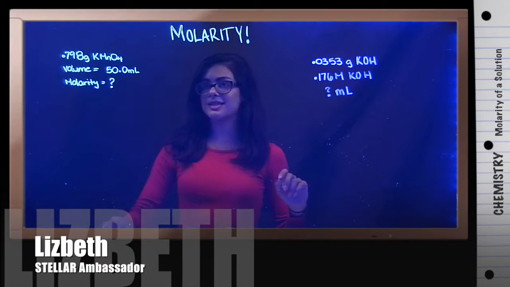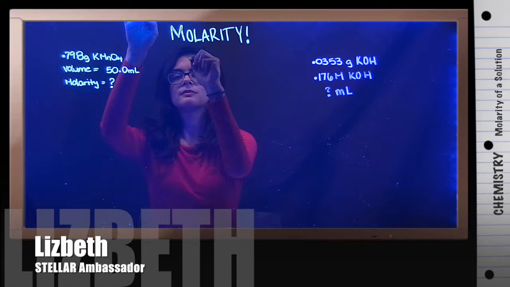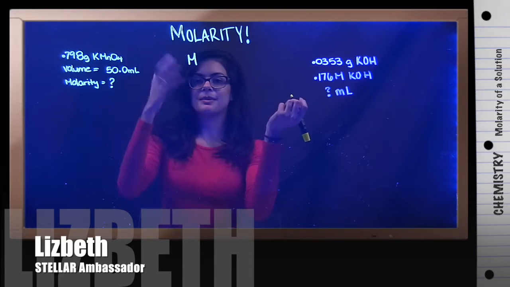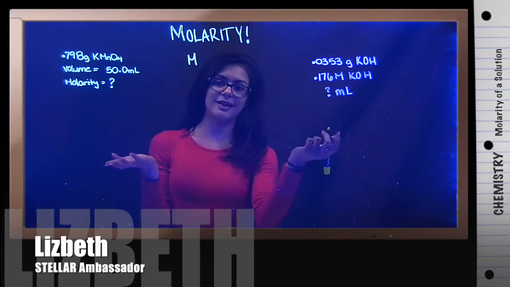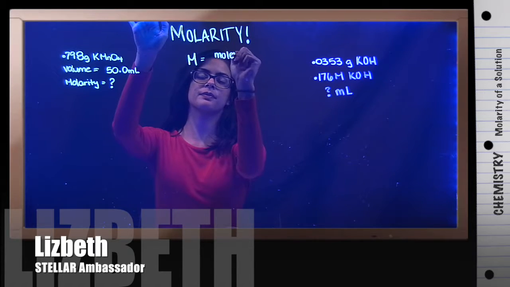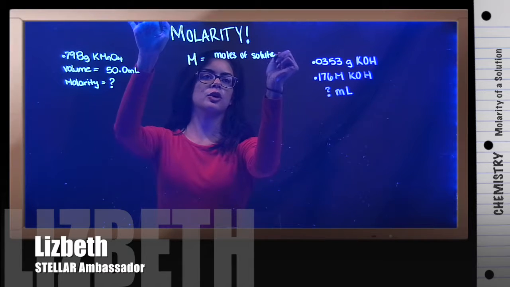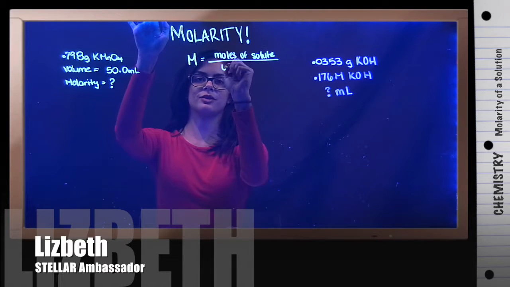So molarity's symbol is actually going to be a big M. Pretty simple, right? And how do you find the molarity? It's going to be finding the moles of the solute over however many liters of solution you have.